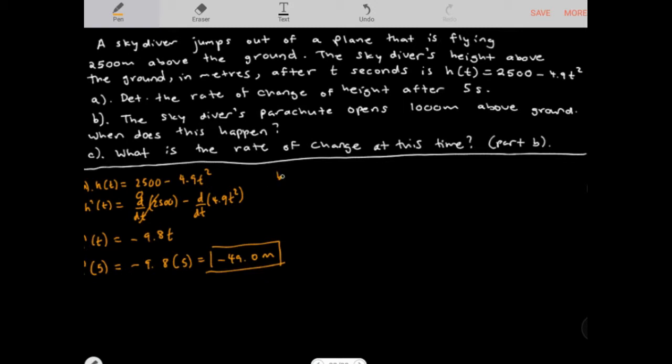Now, let's take a look at part B. The skydiver's parachute opens 1,000 meters above ground. When does this happen? If it opens 1,000 meters above ground, we want to figure out at what time this happens. So I'm going to let h(t) equal 1,000. At the height of 1,000 meters, let's figure out the time. I'm going to plug this into your original equation: 2,500 - 4.9t² = 1,000.